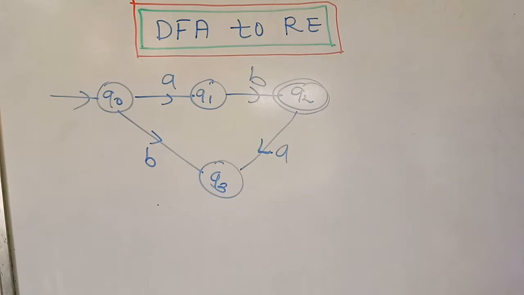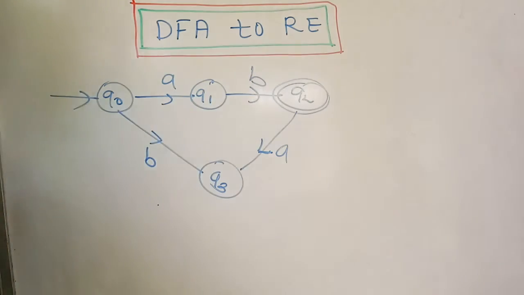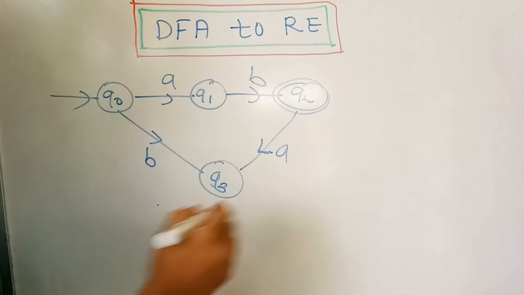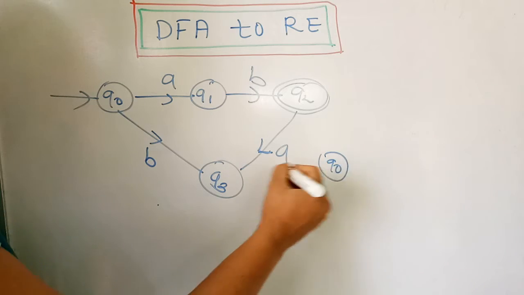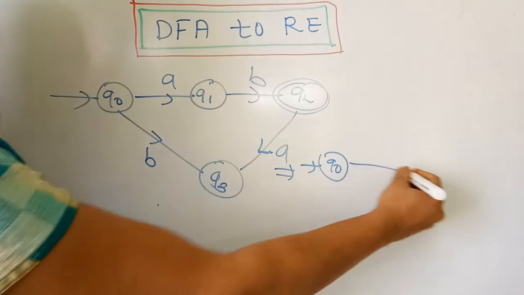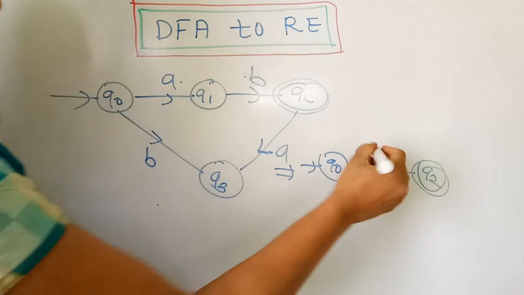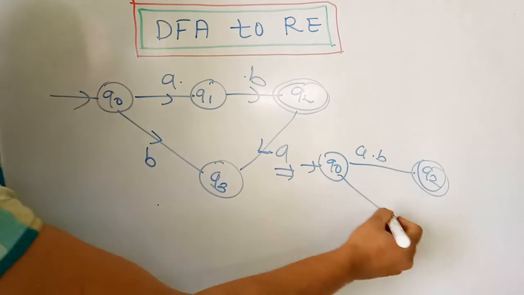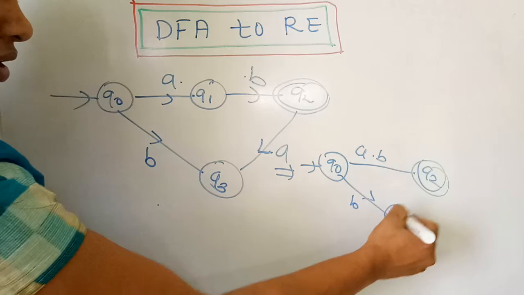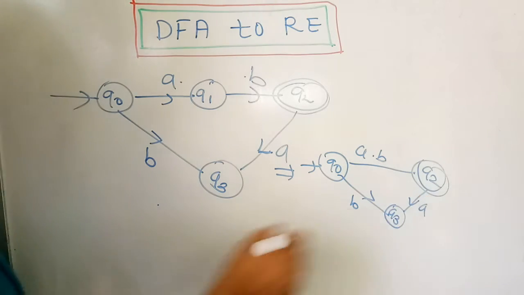Now these are the start state and final states. Okay, so you can eliminate only this state. How will it be eliminated? We can convert it like Q0, then Q2. Okay, and we simply write A dot B. And for some time we will maintain it like B.